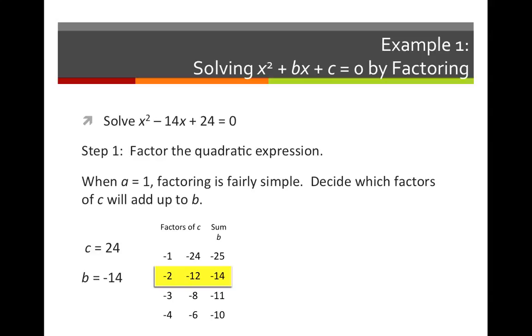So all I have to do then is use the factors of c to set up the factors of the quadratic. So a -2 means one of my factors will be x minus 2, and a -12 tells me my other factor will be x minus 12.